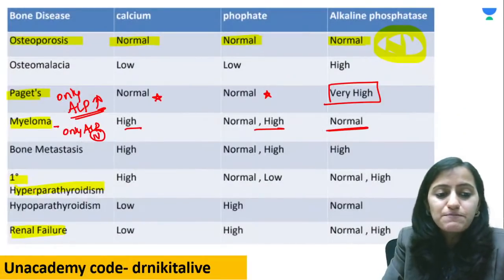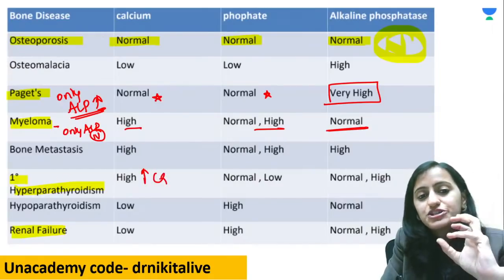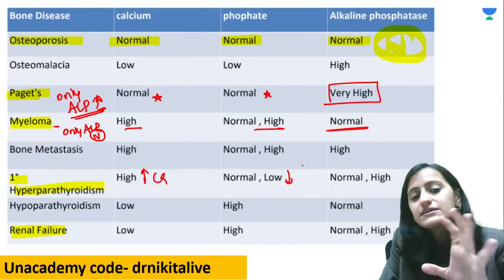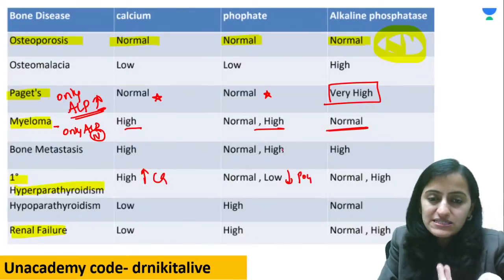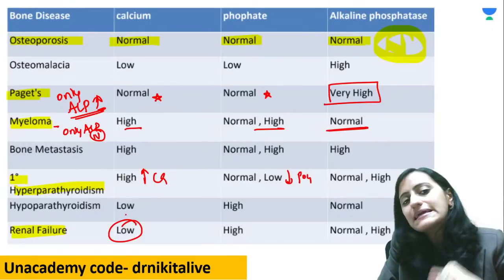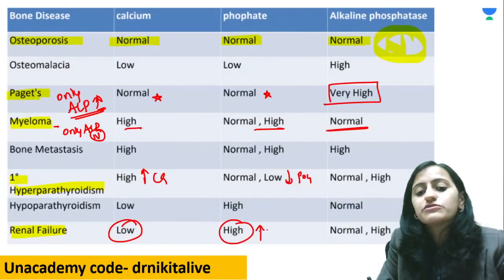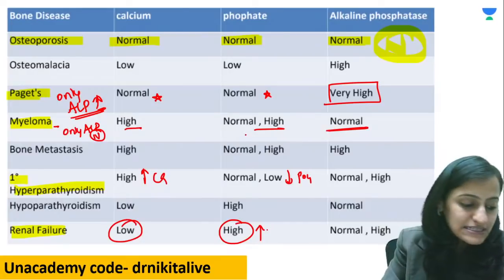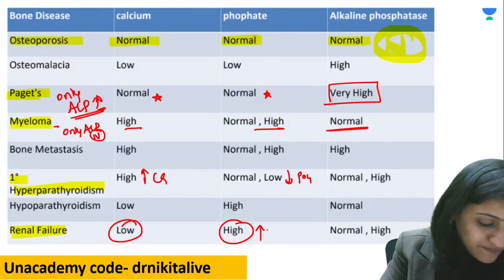Next one, hyperparathyroid. We already said it catches calcium. So high calcium pushes away phosphate, so phosphorus will be low. Renal failure, it's the opposite. In secondary, calcium is low because vitamin D is not being made in the kidney. Phosphorus is not going out of the body, so the phosphorus is high. Remember these very, very important points.